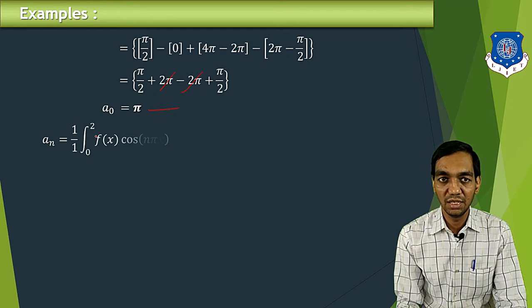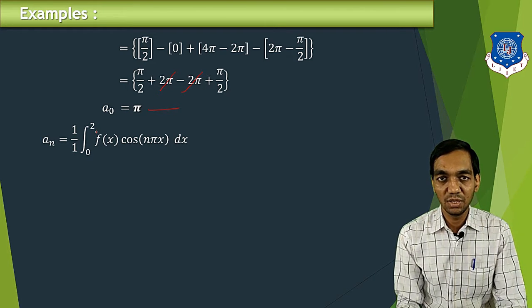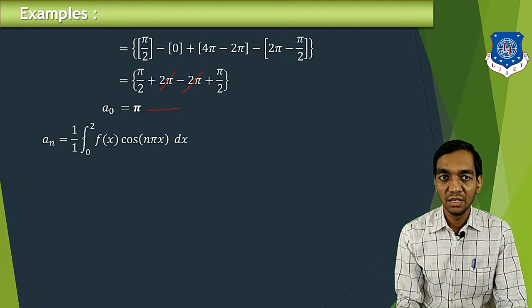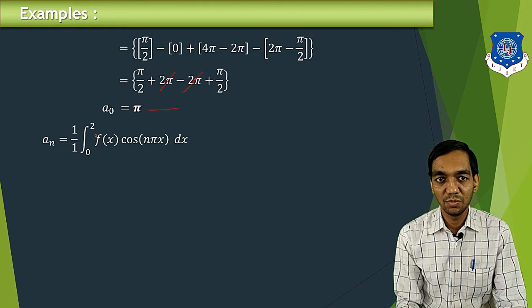Now we are going with an. An has the formula 1 upon L integral from c to c plus 2L. So L is 1, and c to c plus 2L, that is your interval of integration, which is nothing but the interval of the function, that is from 0 to 2. So 1 upon 1 integration from 0 to 2 of f(x) into cos n pi x upon L.